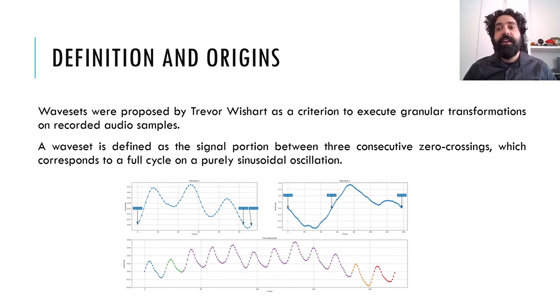A waveset is defined as the signal portion between three consecutive zero crossings, which corresponds to a full cycle on a purely sinusoidal oscillation. For simple sounds, wavesets tend to coincide with the wave cycle, but for complex and polyphonic sounds, the wavesets can represent a small portion of longer oscillations or retain a slow oscillation superposed by faster ones. Currently, these techniques are implemented on the SuperCollider environment and on one VST.